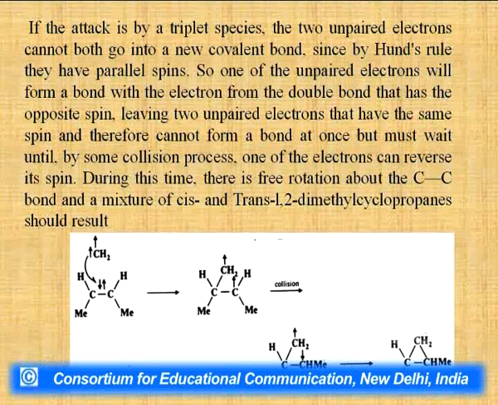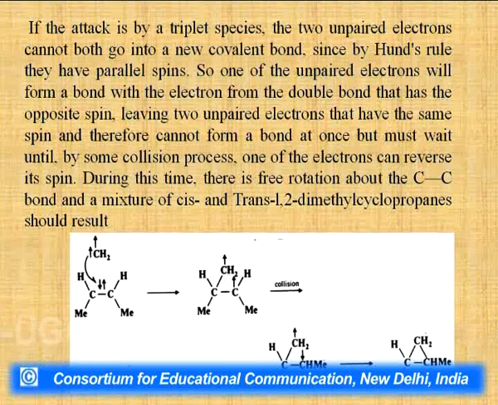Therefore, the bond cannot form at once, but must wait until, by some collision process, one of the electrons can reverse its spin. For making a bond, the spins of the electrons must be opposite, according to Hund's rule. During this time, there is free rotation about the carbon-carbon single bond, and a mixture of cis and trans 1,2-dimethylcyclopropanes should result.